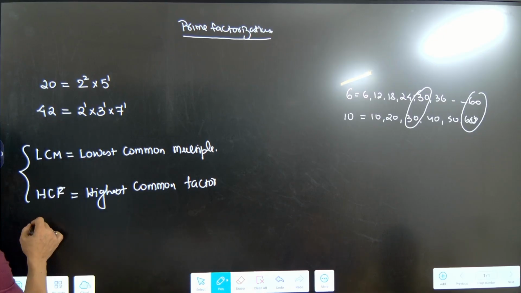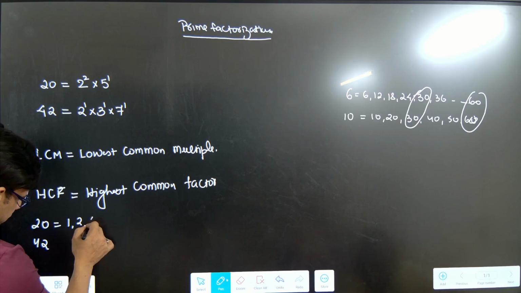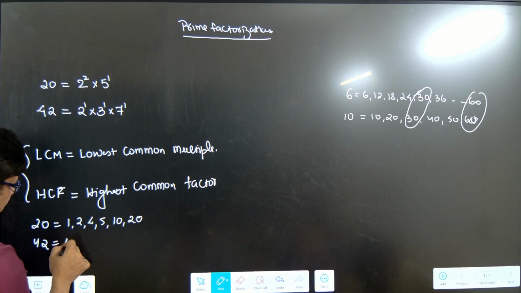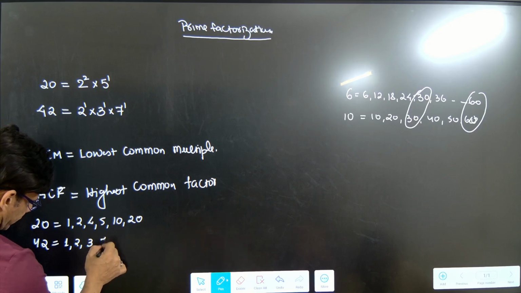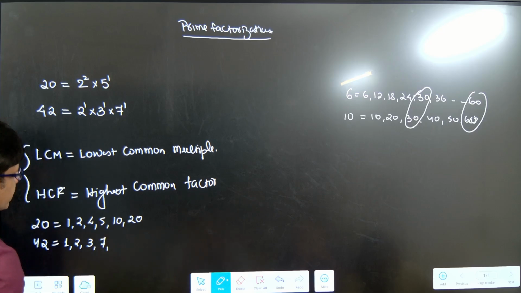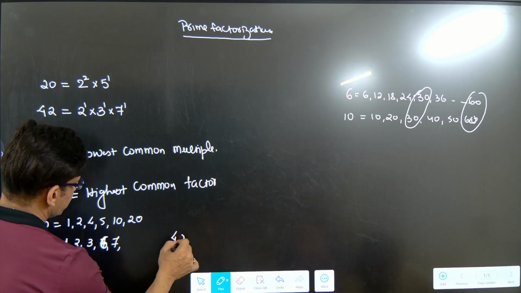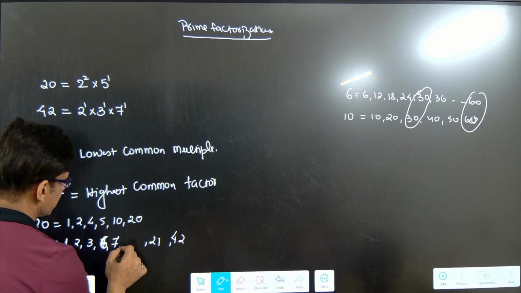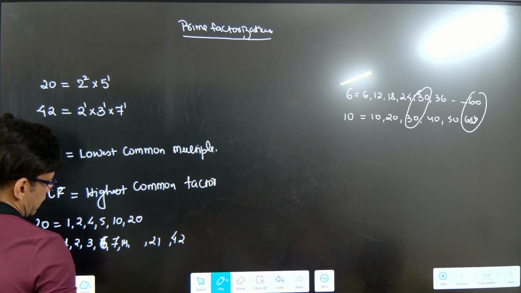Then HCF, for HCF you have to write down what? Factors of 20 are 1, 2, 4, 5, 10 and 20. Factors of 42 are 1, 2, 3, 6, 7, 14, 21 and 42. That's it.